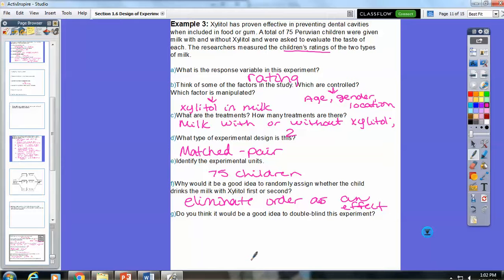Do you think it would be a good idea to double blind this? Would it be good so the researcher didn't know? I mean, yeah. Because they can give small cues to the kids that they could pick up on. You can make an argument either way, but that's a very good point. Maybe it's a good idea to double blind it so the researcher doesn't say anything or push it. So you don't want to accidentally influence the children in how you provide the milk. So yeah, it probably would be a good idea.